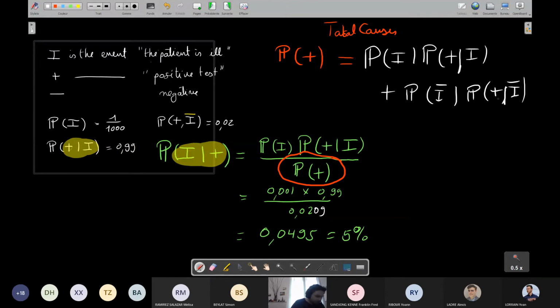Is this clear for everyone? Do you have any question about the problem, about the solution? No? Okay. Yes, I had a question. I don't get it because we are talking about a test that indicates if the person is ill or not. And the question is, what is the probability to have a positive test if the person is ill? So it should be a higher probability than 4%, no?